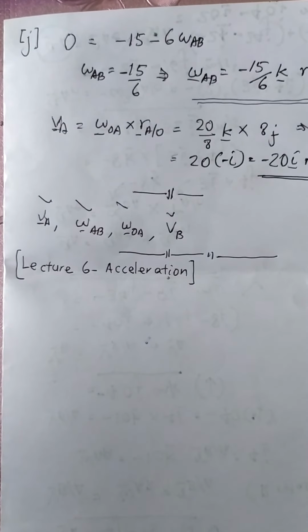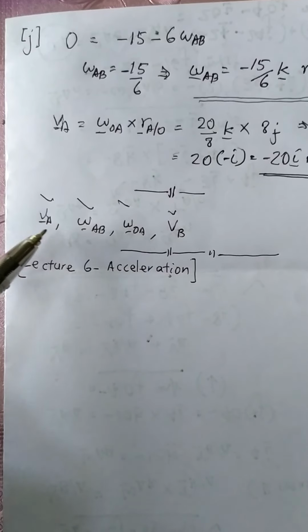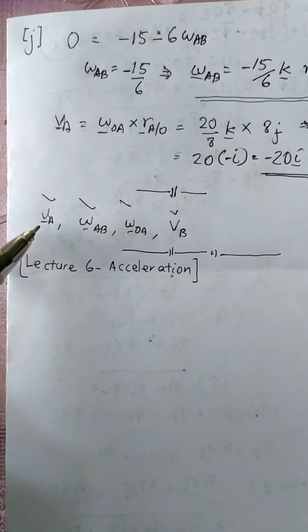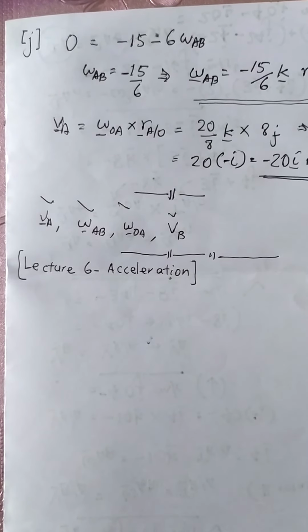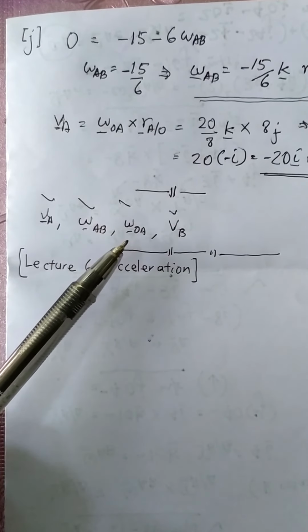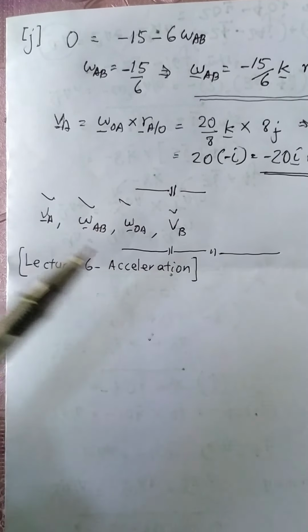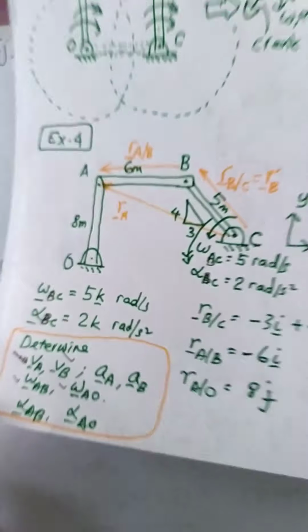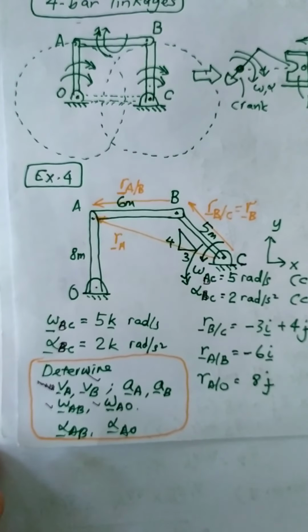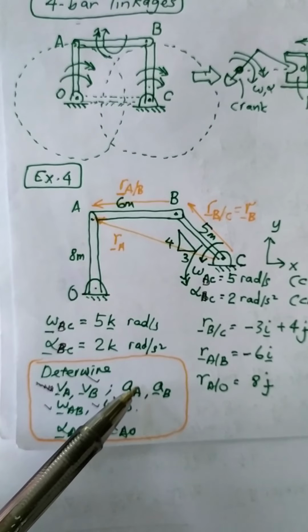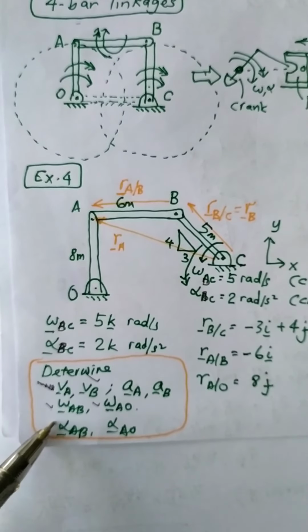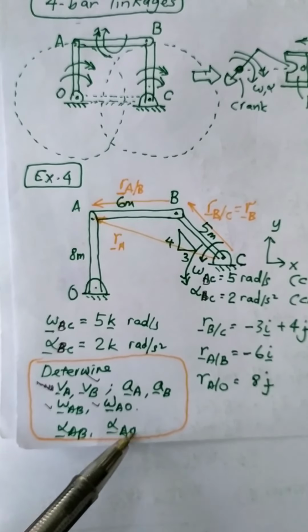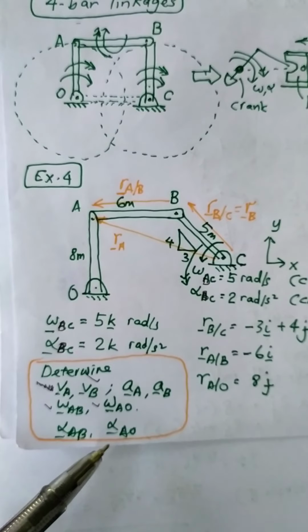Okay, we shall now continue from where we left off in the last lecture, lecture 5a, where we took stock of what we have calculated, which is velocity A and velocity B, omega AB and omega OA. And now we need to find the acceleration. In the question, we were asked to look for the acceleration of point A, point B, and the angular acceleration of link AB and angular acceleration of AO. And what data do we have so far?